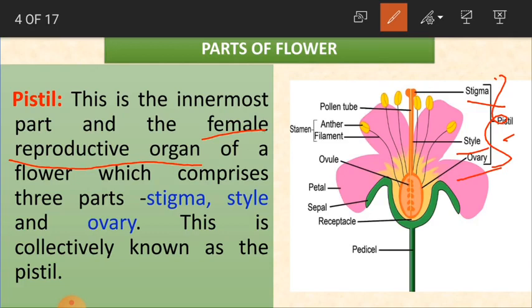Okay. So, if you see here, where is the ovary? At the bottom here, this part is the ovary. What is attached to this ovary is known as the style, and the topmost part of this style is known as the stigma. Understood, children? So the pistil has three parts, that is stigma, style and ovary, and this stigma is the innermost part of the pistil.